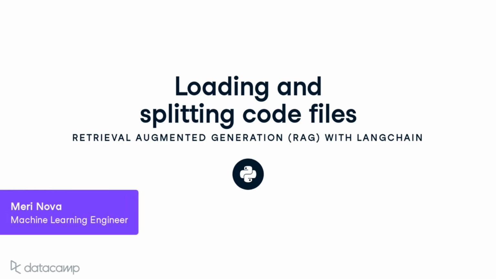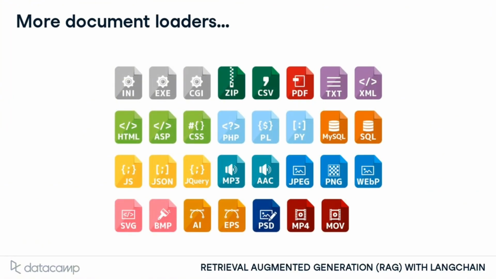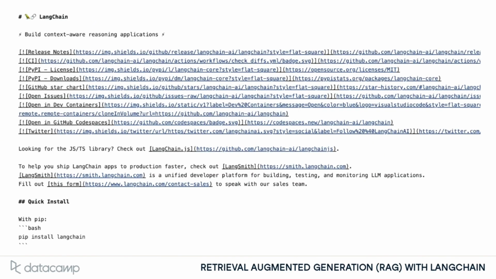In this chapter, we'll dive deeper into building more sophisticated RAG architectures with LangChain, starting with methods for loading and splitting code files. We've previously looked at a few common file formats, including PDFs, CSVs, and HTML files. Let's extend this a little further to Python and Markdown files, which are both common in software engineering and data science projects. Let's start with Markdown files.